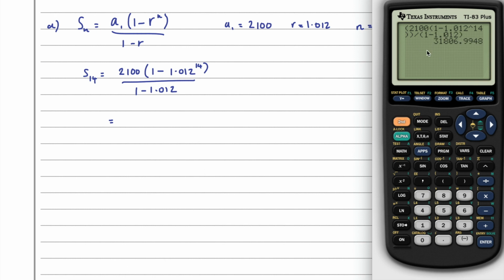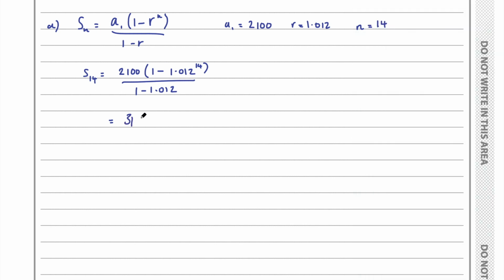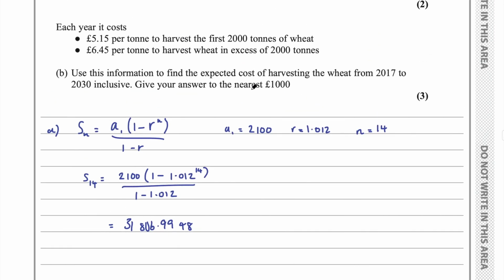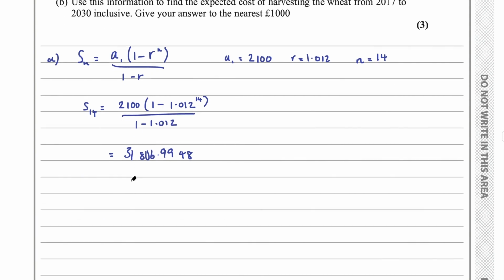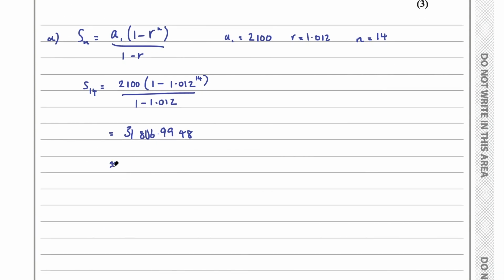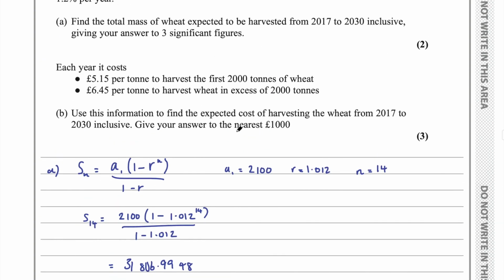And you should get an answer of 31,806.9948. So I'd probably write that down first before you do any rounding. So this is going to be 31,806.9948. And then go back to the question and check. So it says to 3 significant figures, so we need to round this off to 31,800, and that is in tonnes. Okay, so that's part A.